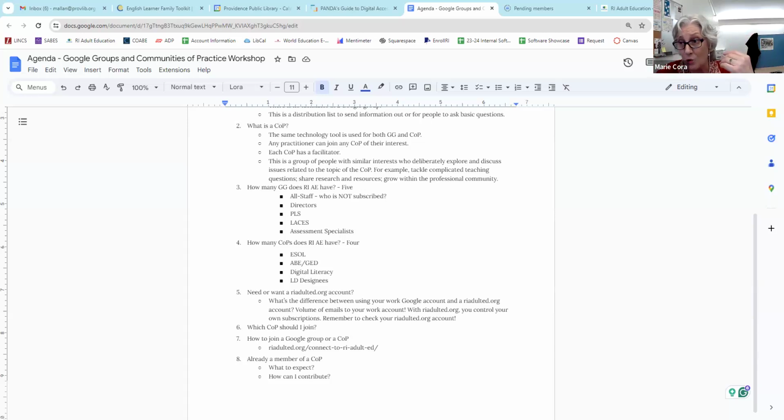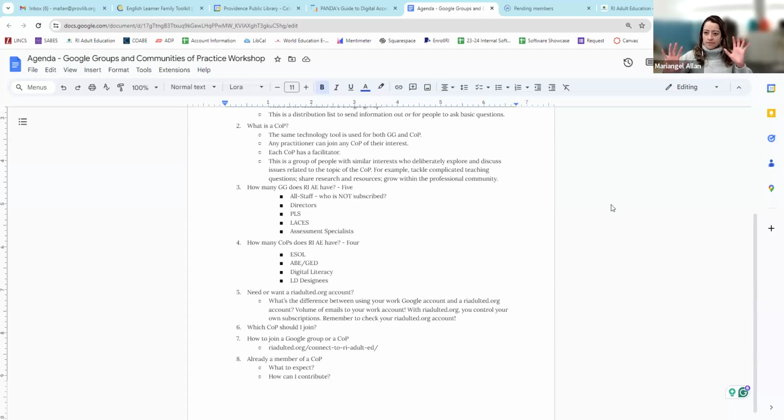And the Google groups are very important. Don't get me wrong, they're important. If you're a director, you should be on the director's Google group. You'll miss a lot. So they're important for that reason. That's right, yes. It's more like you were saying, Maria, synchronous learning. That's what the COP focuses on.